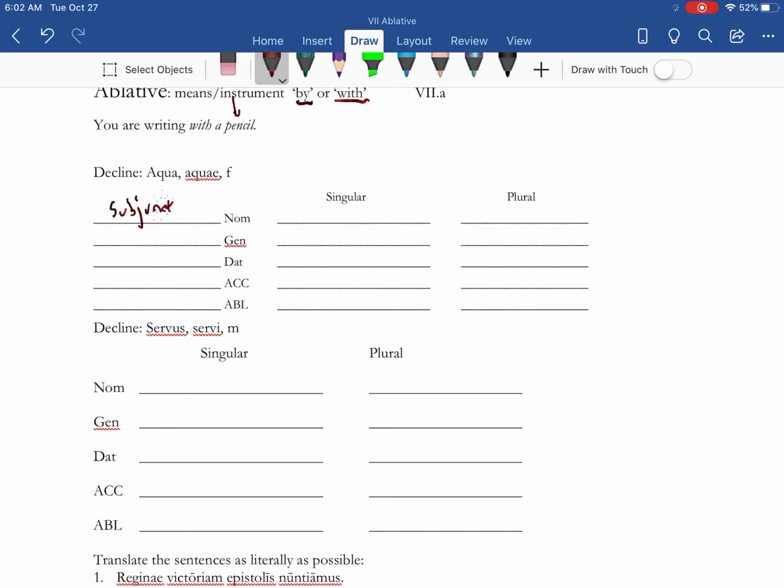So the different uses. Subject or predicate nominative. Genitive, possession, apostrophe S. Dative, indirect object, to or for. Accusative, the direct object. Ablative, means, instrument, by, with.